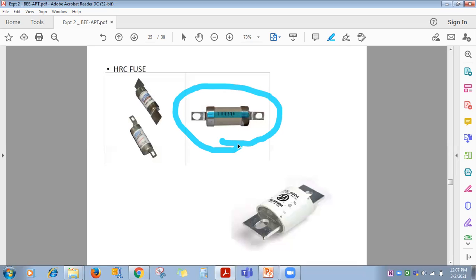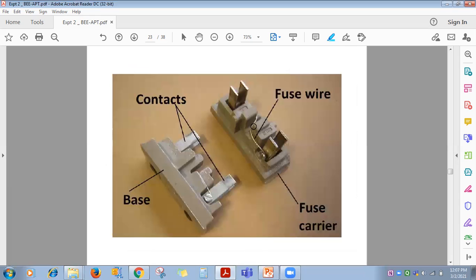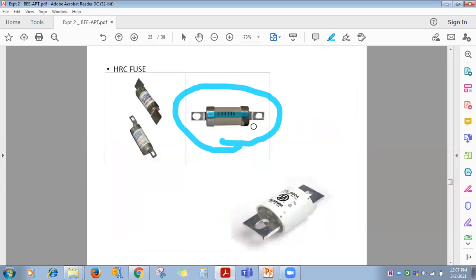But what is the disadvantage with this? It is expensive compared to KitKat and rewirable fuses. Once it operates, meaning once that silver wire melts, you have to throw it away and purchase a new one. So the costing increases. Nowadays, what is done? The rewirable KitKat fuse has very low cost, and this HRC fuse you can't rewire; you have to purchase another one.